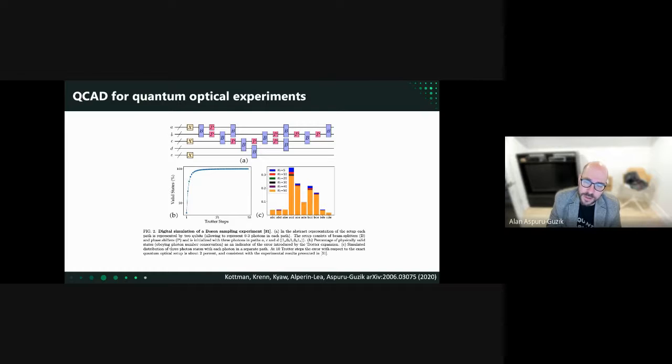So this is not just a stunt here. It's something that I think is going to be very useful as you actually want to start hybridizing and thinking about how to simulate one machine with another. So QCAD can also be used for quantum optics experiments.